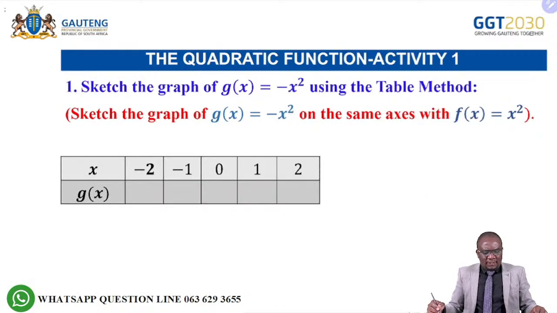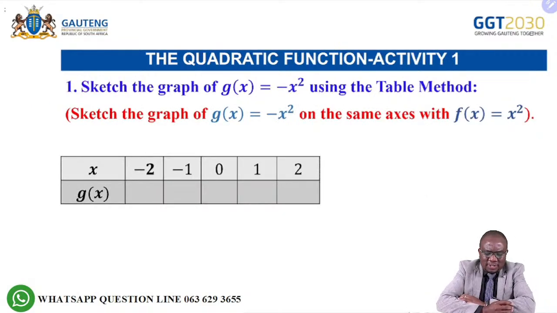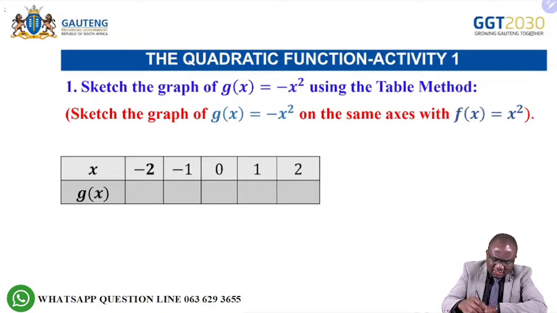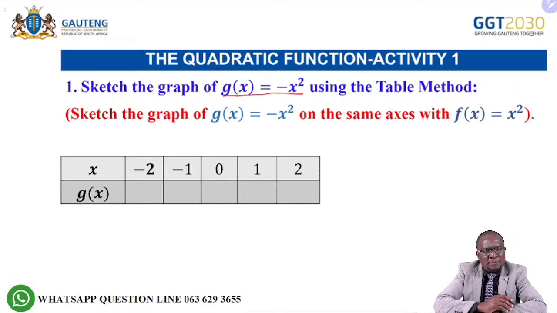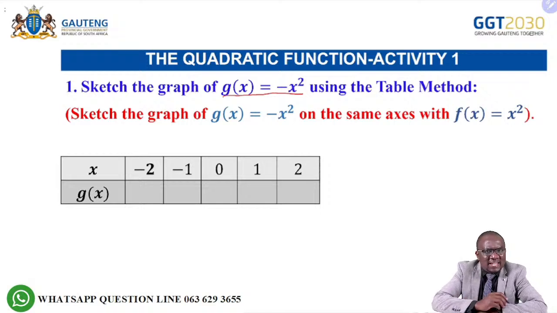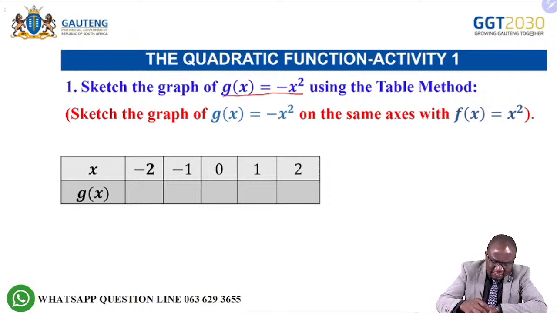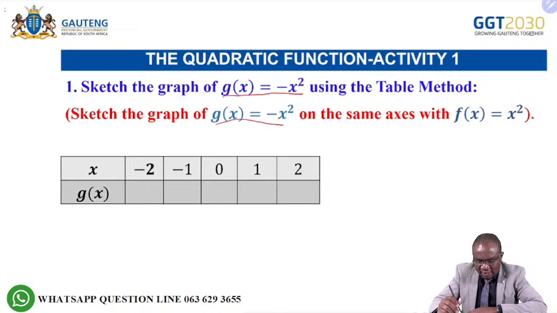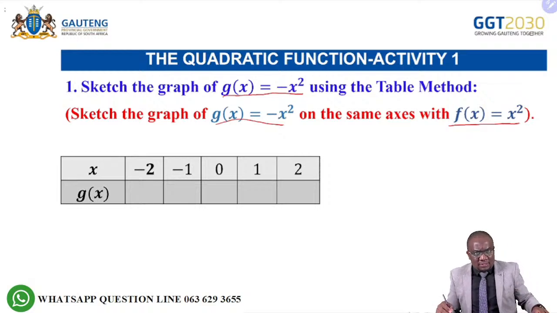Let's call the graph f. Now, I want us to draw another graph, and then we're going to compare this graph. Sketch the graph of g of x. It's just the same name; it's only that we want to see that there are different graphs. But now a is negative 1, using the table method. Sketch the graph of g of x equals negative x squared on the same axis with f of x. I want this graph to be on the same axis.